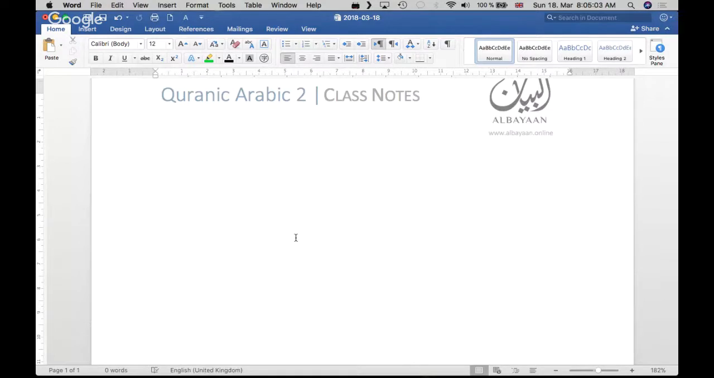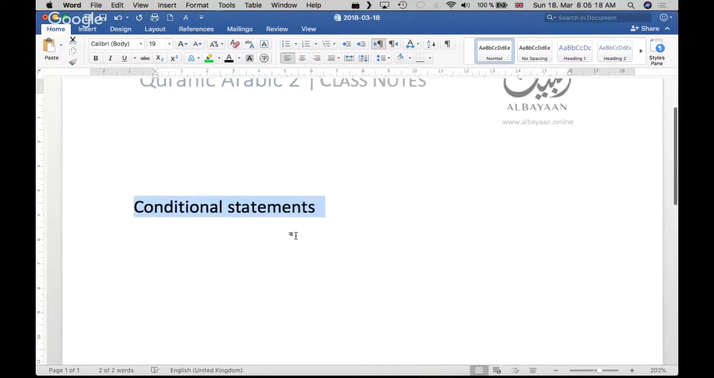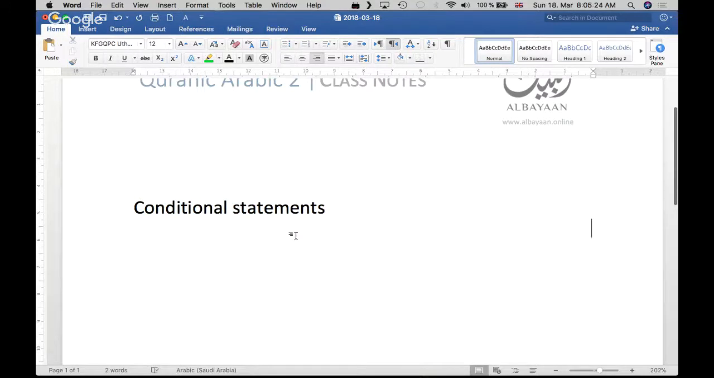So what we are doing today are the conditional statements. That's the topic we will address today. Okay, let me just make the font a bit bigger so you can see clearly. Okay, so it's 20. I think 20 is a good size. Okay, conditional statements. So what are conditional statements? Let's try to understand them.